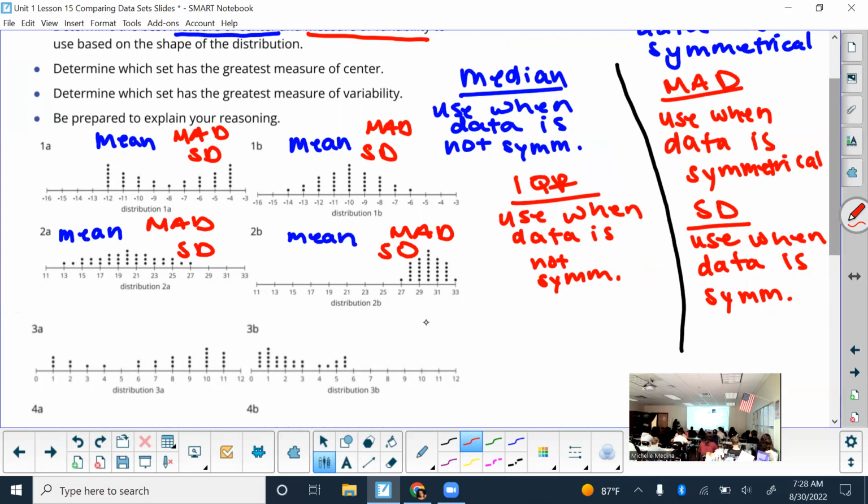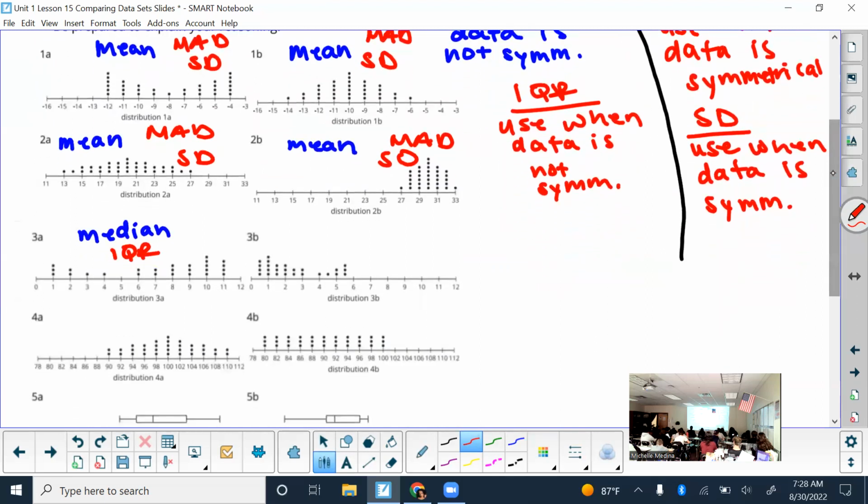3A, what's the better measure of center? Median, because the data can be skewed. If it was skewed, what direction would it be skewed in? Left skewed. So yeah. So then when the median is the better measure of center, what's the best measure of spread? IQR.